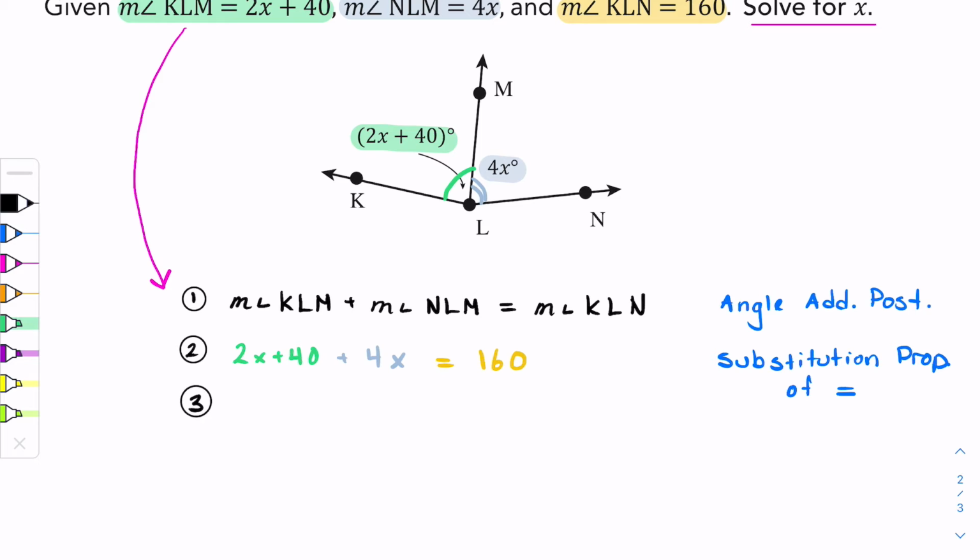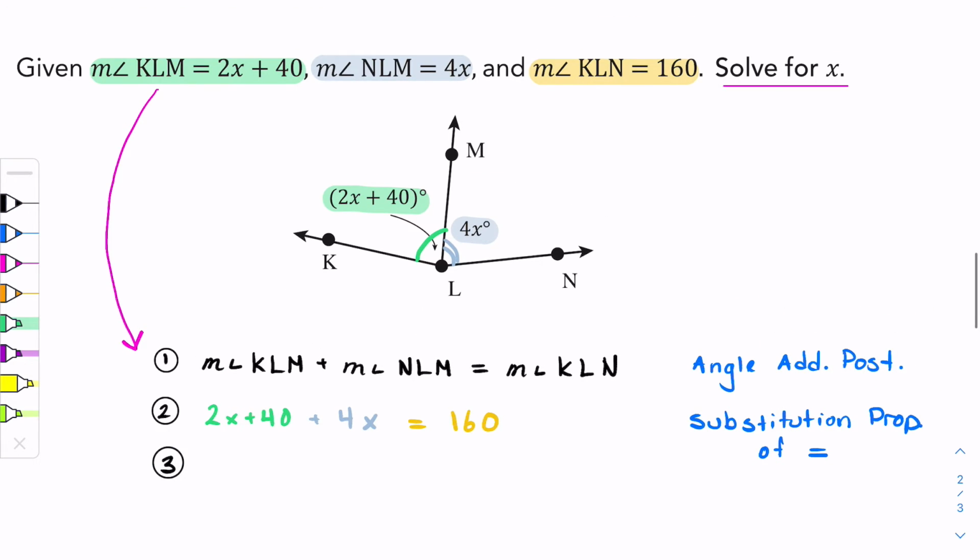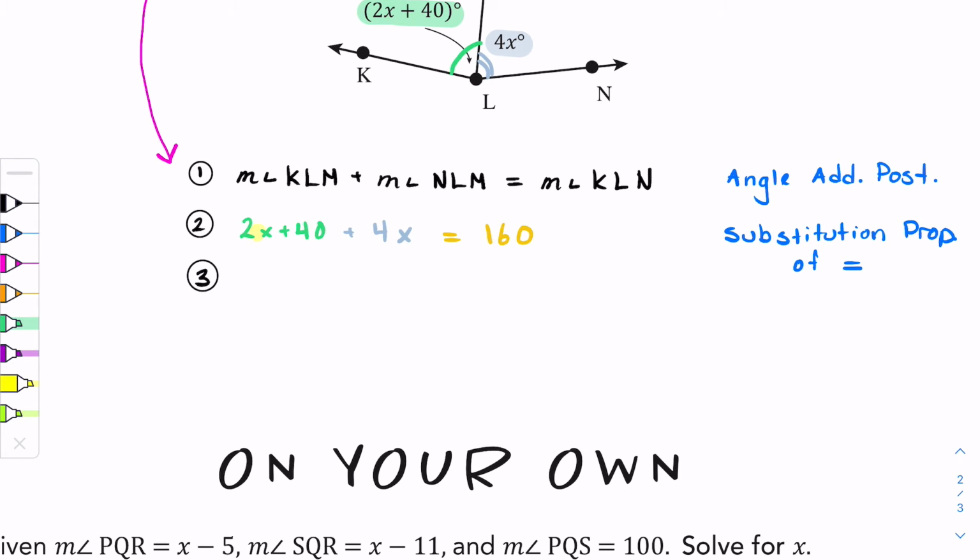For the next step, I am going to combine my like terms, or you could say I'm going to simplify. My like terms are going to be 2x and 4x. In this example, that is it. So 6x plus 40 is equal to 160. And again, all I did was simplify or combine like terms, whichever you choose to write.